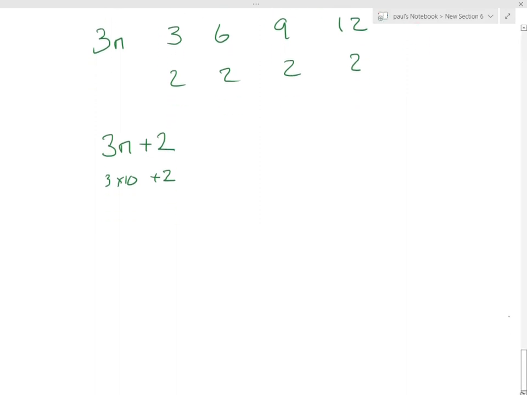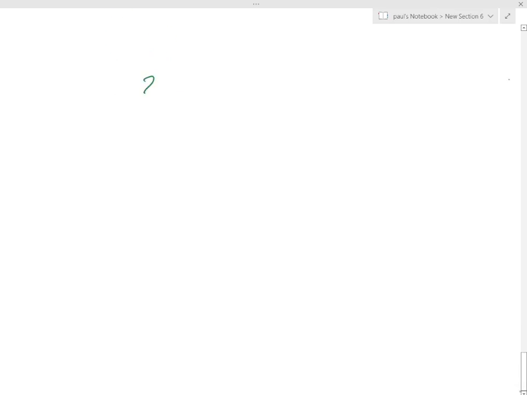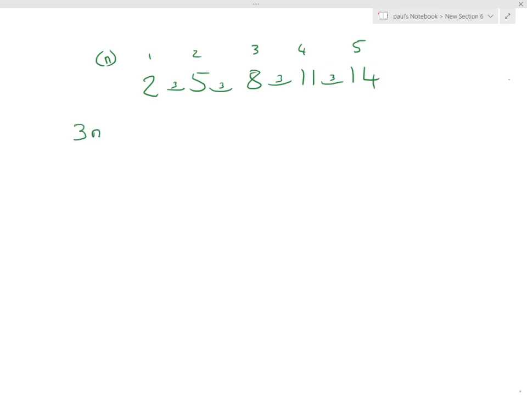Okay, let's do another one. These are good, these. I like these. 2, 5, 8, 11, and 14. So, label up the terms. 1, 2, 3, 4, 5. Find the gap, which is 3, 3, 3, 3. So 3 becomes 3n. So 3 times 1 is 3. 3 times 2 is 6. No, yeah. 3 times 3 is 9. And 3 times 4 is 12. Then 15.